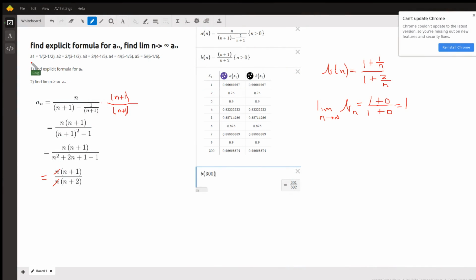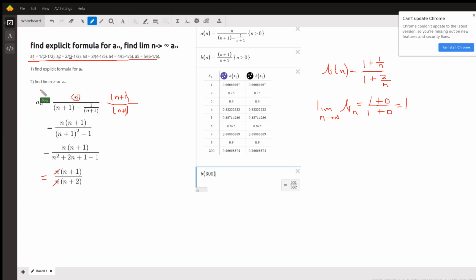In order to find an explicit formula for this pattern right here, you kind of have to envision what's happening with these subscripts. And you can see that the numerator always matches the subscript. So that's why we have it in here. And the denominator always has the subscript plus 1 minus 1 over the subscript plus 1. So there's your explicit formula right there.